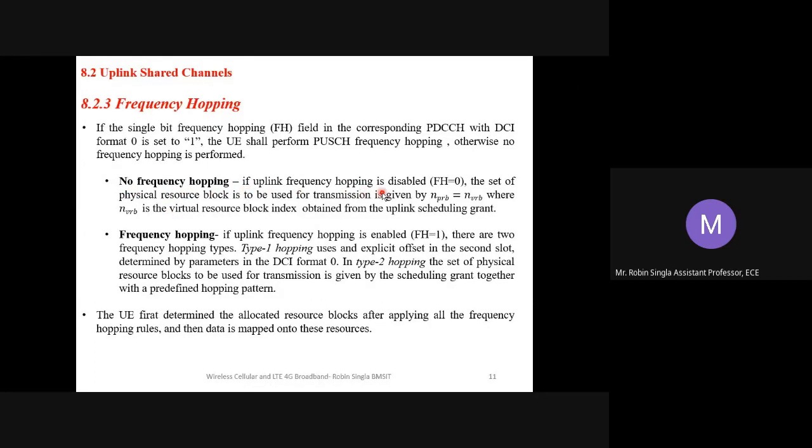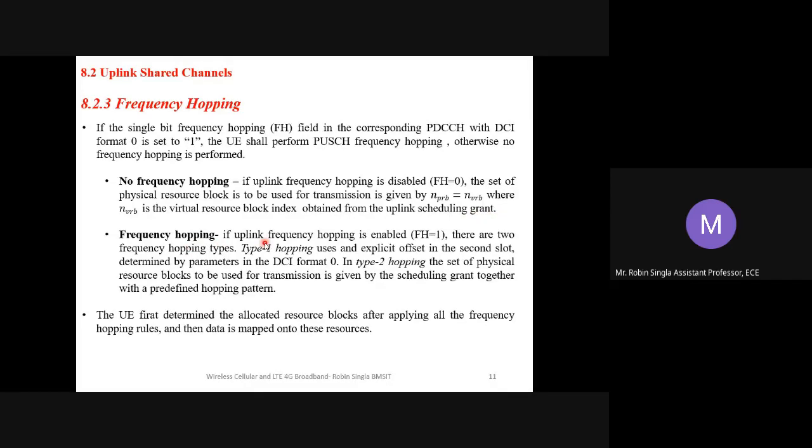If the uplink frequency hopping is disabled, FH is 0, the set of physical resource blocks to be used for transmission is given by NPRB is equal to NVRB. Anybody remember what is PRB and VRB here? Virtual resource block and physical resource block. Where NVRB is virtual resource block index obtained from uplink scheduling grant.